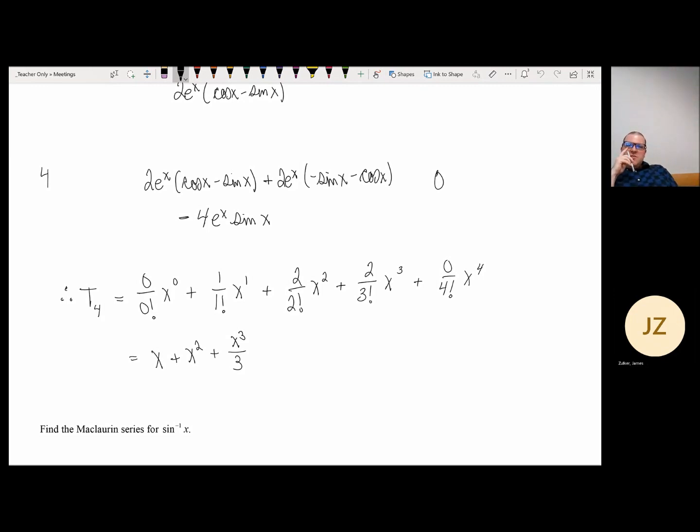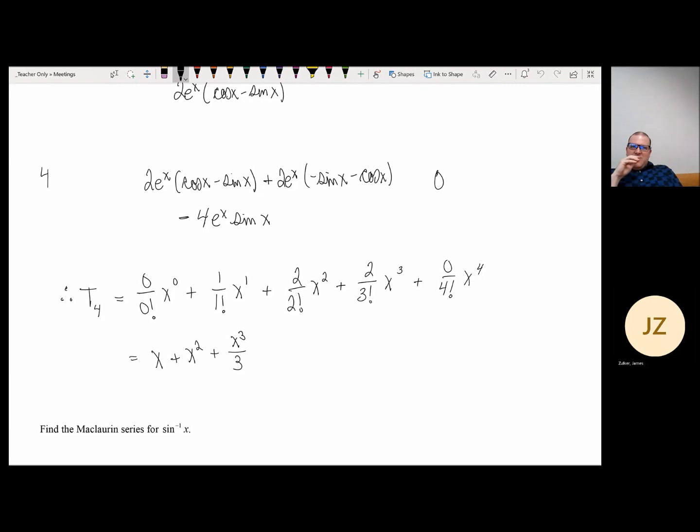Maclaurin series for inverse sine. Now, we could just start taking derivatives. I'm going to notice a problem real quick. It's not really a problem. It's more of a I'm too lazy.